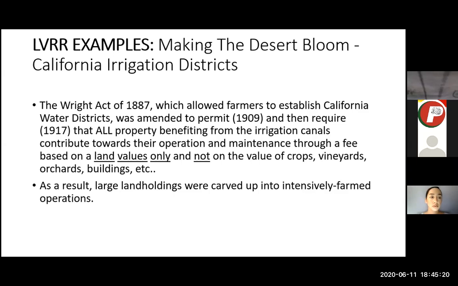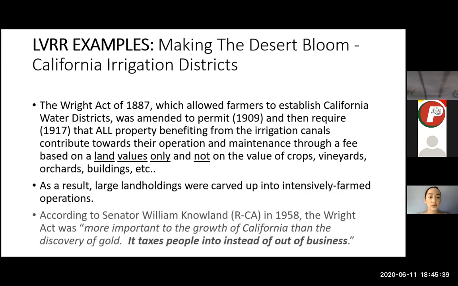So as a result, large land holdings ended up being carved up into smaller but intensively farmed operations. And that's because once these large landowners had to pay based on land value, it was too expensive for them to keep the land lying idle.